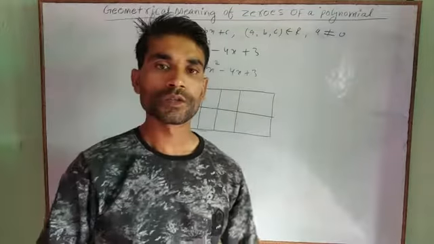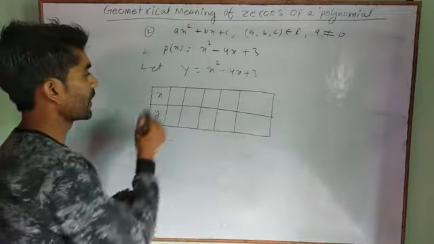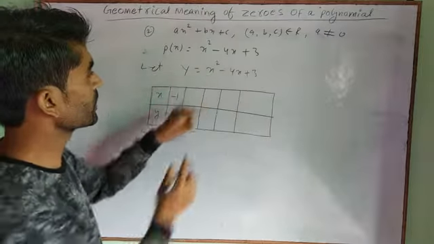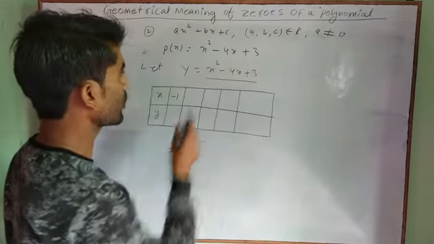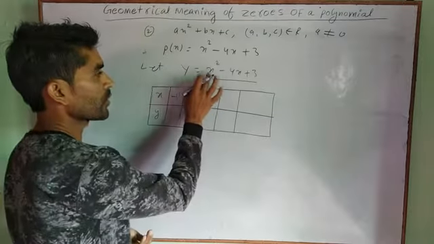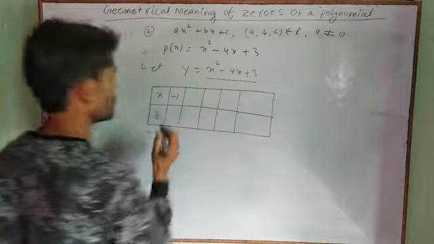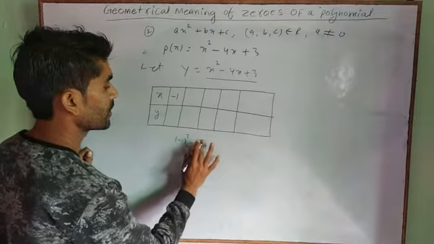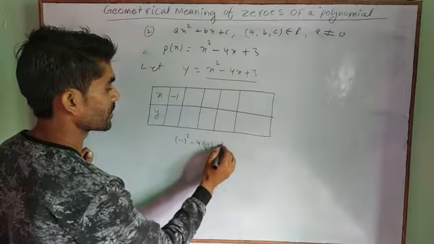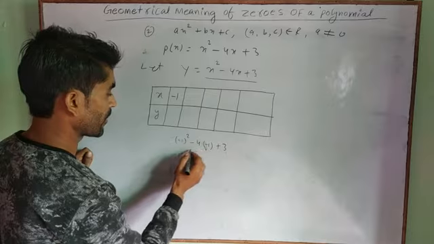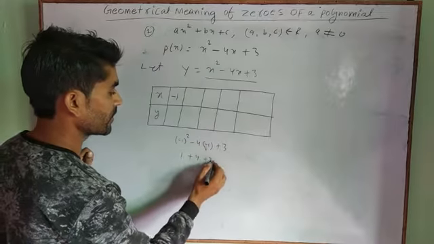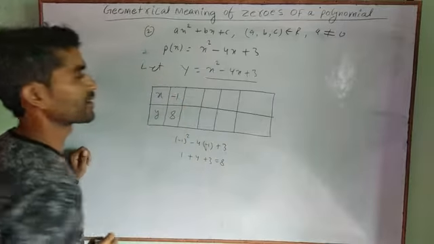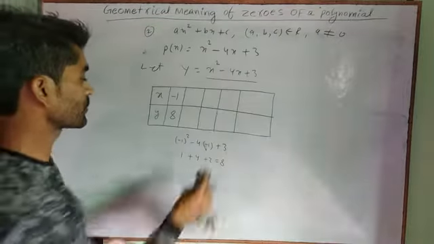Okay. So first I'm taking x is equal to minus 1. If you put x is equal to minus 1 in this polynomial, minus 1 squared is 1. So minus 1 squared minus 4x, with the x value here being minus 1, plus 3. So this is 1 plus 4 plus 3, which is 8. So when the x value is minus 1, the y value we are getting is 8. Right?